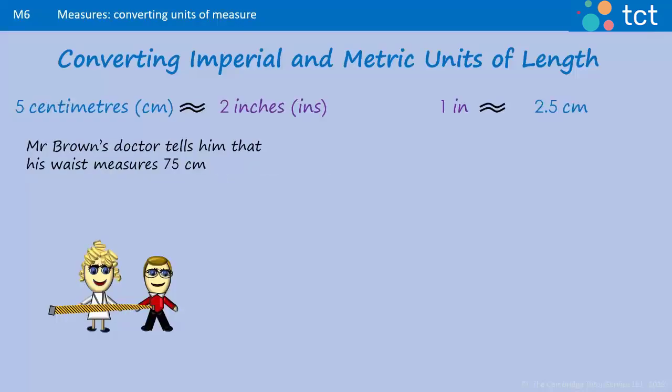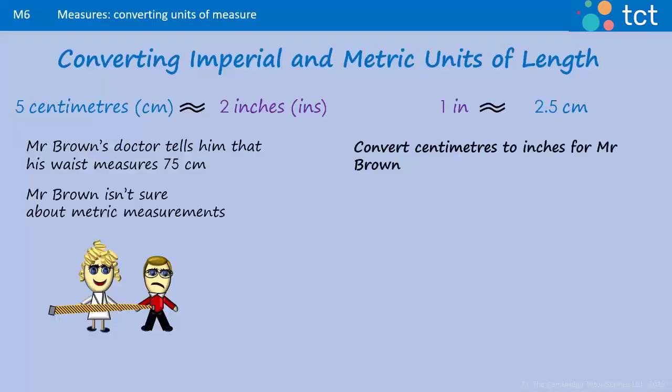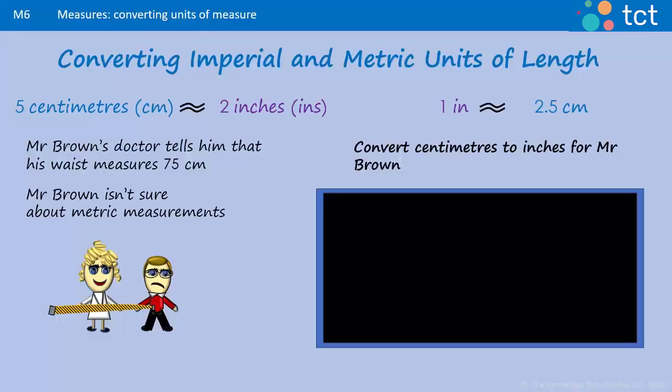Mr. Brown's doctor tells him that his waist measures 75 centimetres. Mr. Brown isn't sure about metric measurements. Convert the centimetres to inches to help Mr. Brown understand his waist measurement. I'm going to use the conversion here that 5 centimetres is approximately equal to 2 inches.